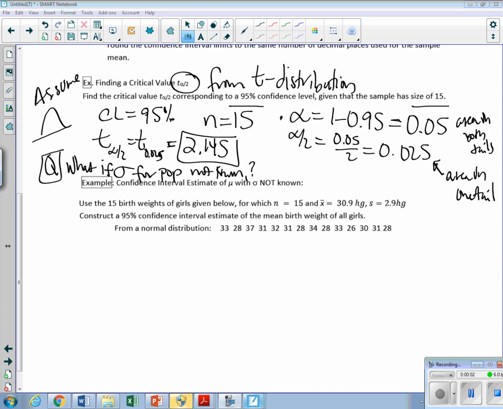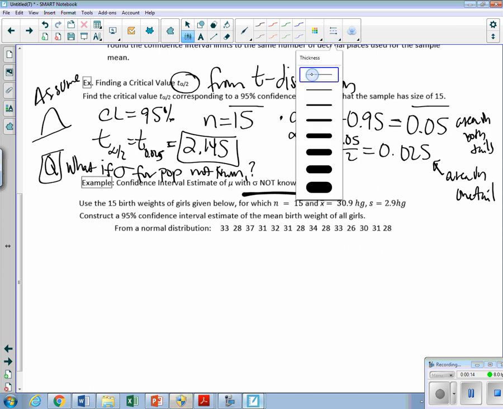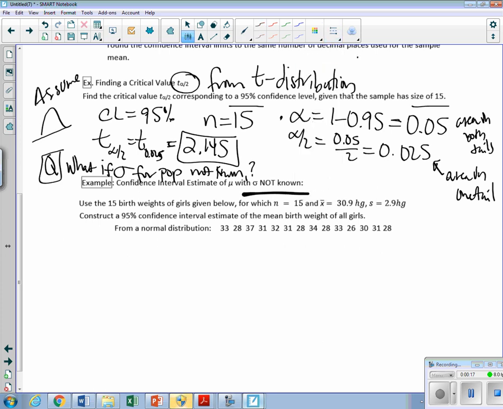So now that we understand how to find the critical value, the t sub alpha over 2, from the t distribution table, and again, we use this when standard deviation is not known, we can actually go ahead and create a confidence interval estimate for the mean. Rather than just using a point estimate for the mean, we're going to take it a step further. Let's create an interval saying that the mean is this, give or take a margin of error. So we're going to create that confidence interval.